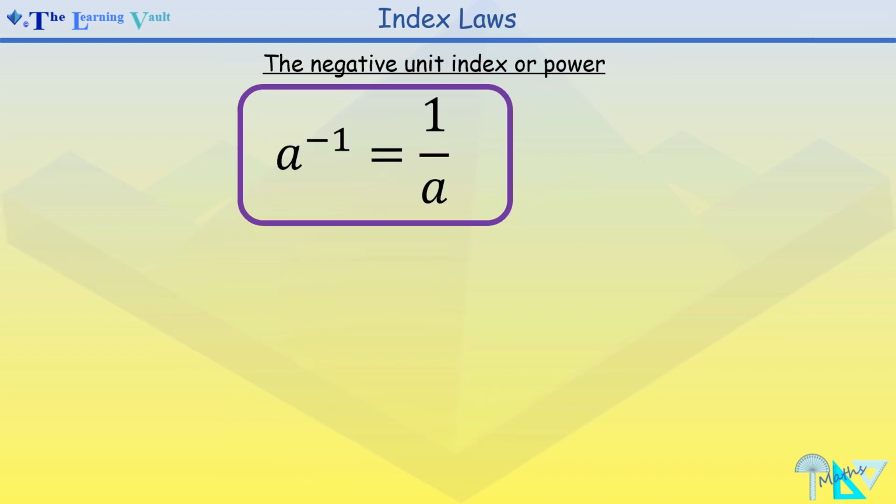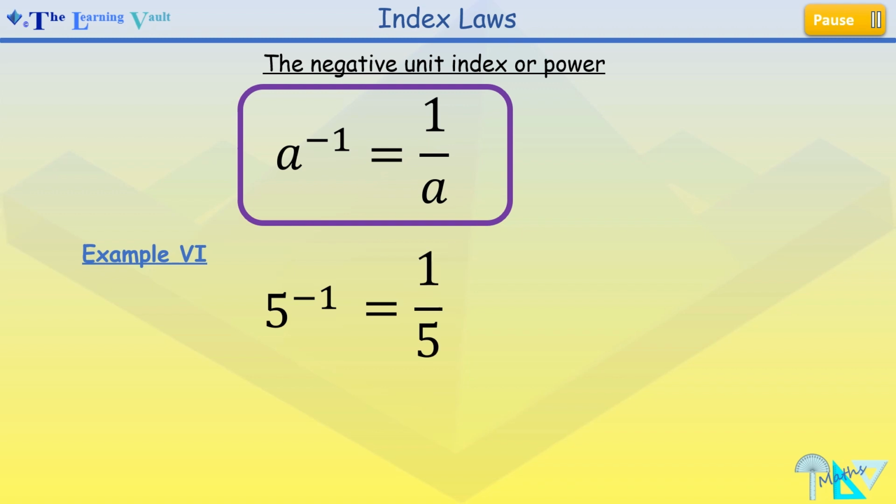Sixth index law, the negative unit index of power, where we've got base a to the power of -1 is the same thing as the unit fraction of a, 1 over a. Example 6. You may pause and have a go. Now 5 to the power of -1, this symbol can be found in most scientific calculators. This will give us 1/5.